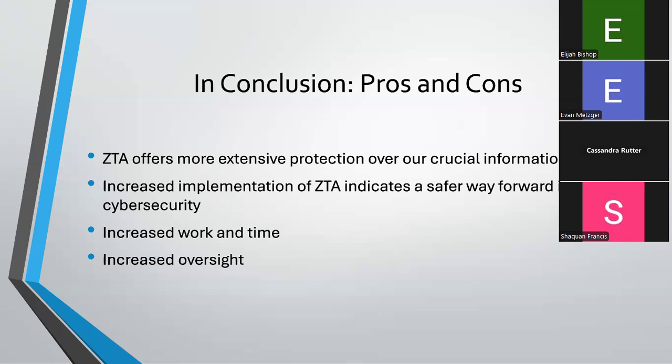ZTA, zero trust architecture, offers more extensive protection over our crucial information. The increased implementation of ZTA indicates a safer way forward in cybersecurity. But on the other side of things, it also means more work in the setup of a cyber safe network and more time in setting things up. It also increases oversight over the network, because we have to continuously monitor who has access and who doesn't have access.